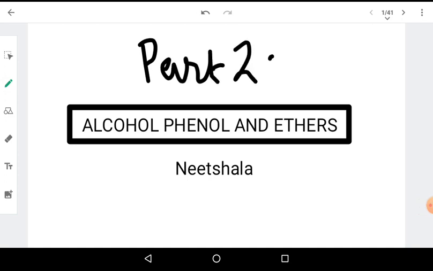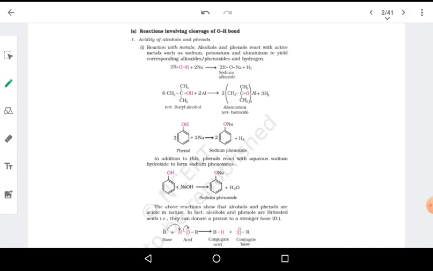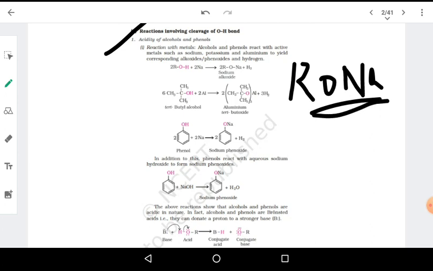So let's get started with the very first topic, that is acidity of alcohols and phenols. First, we have to study the reaction of alcohols and phenols with metals. If I react an alcohol with sodium metal, I get sodium alkoxide. And what is the formula for sodium alkoxide? It is RONa. This is the formula for sodium alkoxide.